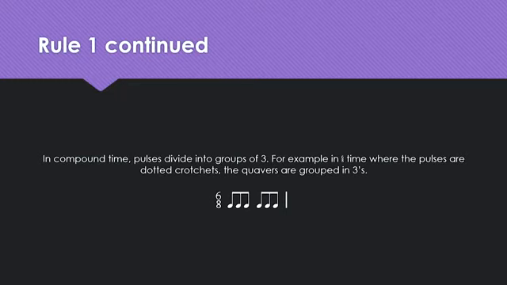The second part of rule 1 is that in compound time, pulses divide into groups of 3. So, for example, in 6/8, where the pulses are dotted crotchets, the quavers are grouped in 3s. If you look at the screen now, you'll see that in 6/8 there are 2 groups of 3 quavers which are beamed together.